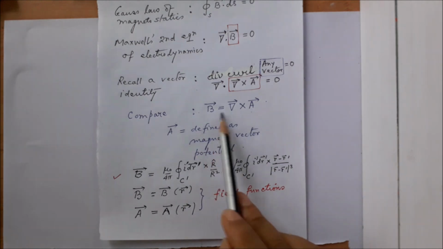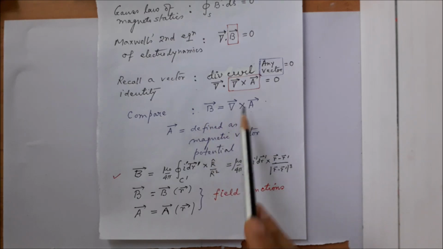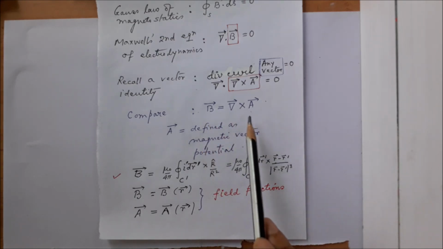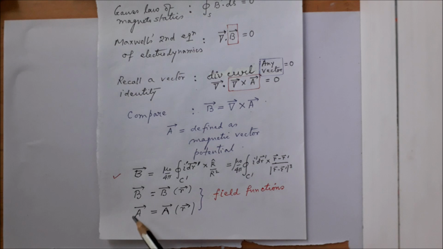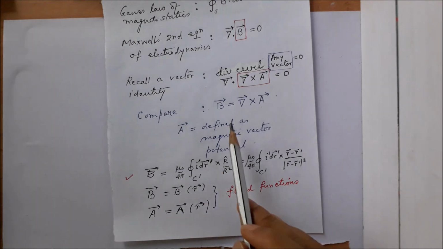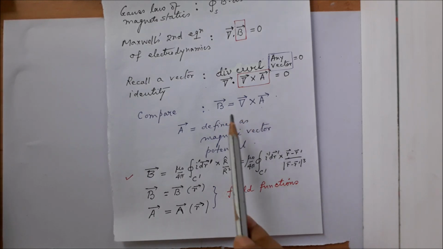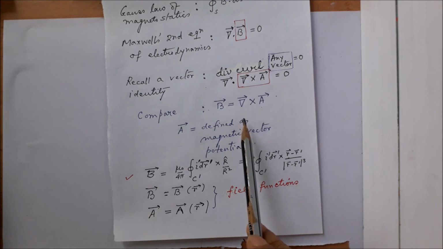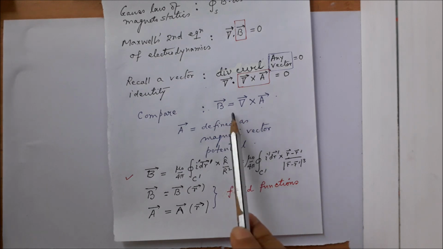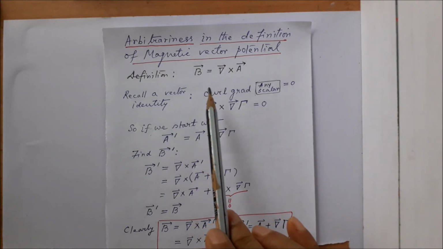And since B equal to curl A, since B is a field function and curl also operates on field, we expect that vector A will also be a field function. So what we emphasize is B, magnetic induction, and vector A, the magnetic vector potential, both are field functions. Let us now investigate if there is any arbitrariness in the definition of B. That is, if there is any weak point or loopholes or ambiguity in this definition of vector A. Now B equal to curl A is the definition of vector A.